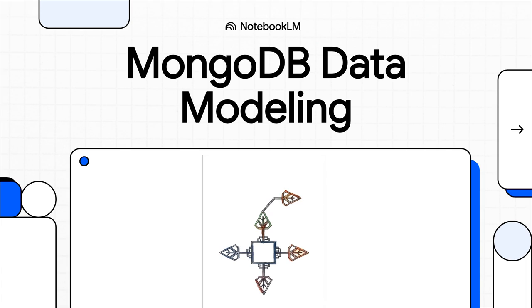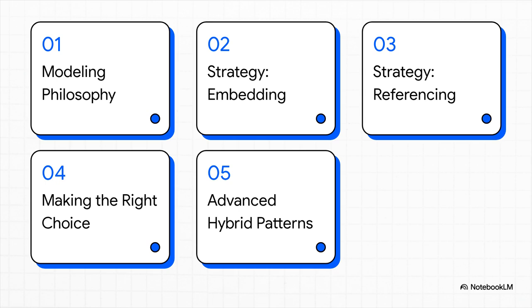Today, we're going to dive deep into the core strategies of data modeling in MongoDB, so you can make that choice with total confidence. All right, here's our game plan. We're going to start with the core philosophy. What makes MongoDB tick differently. Then, we'll get tactical and explore the two main strategies, embedding and referencing. After that, we'll figure out how to choose between them, and we'll finish up with some seriously cool pro-level hybrid patterns.